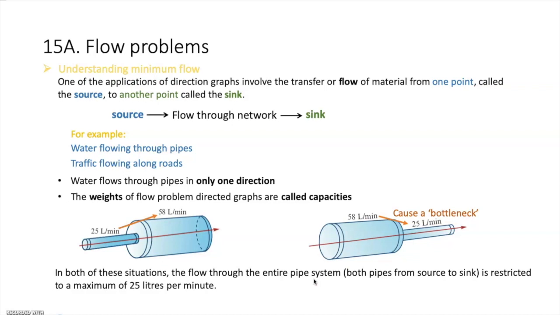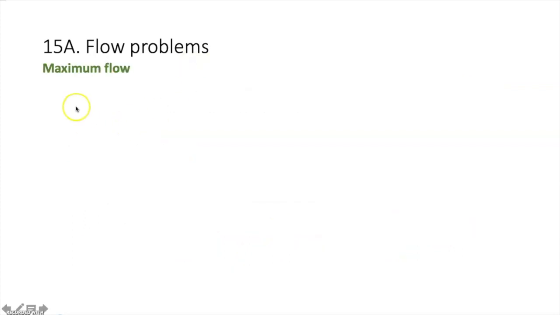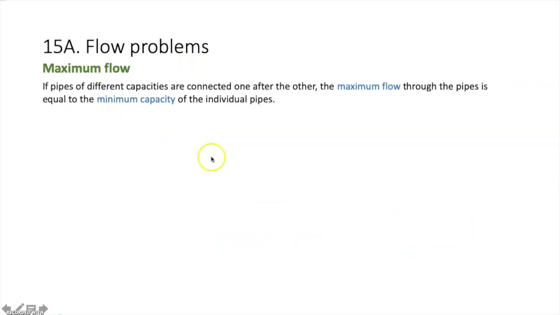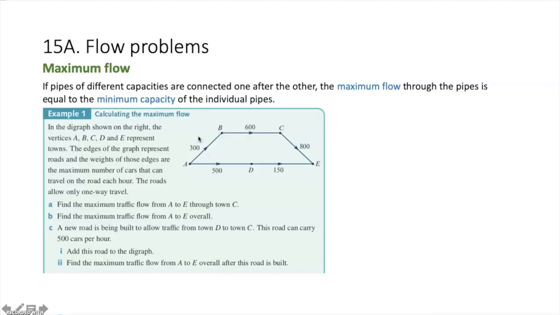If we connect more pipes together, one after the other, we can calculate the overall capacity by looking at the smallest capacity pipe in that system. When we are looking at the concept of maximum flow, we are looking for the minimum capacity of the individual pipes. Right, let's put this into practice.